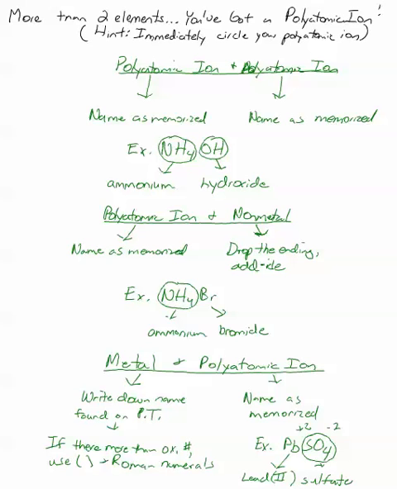So that is what we do when we've got more than two elements. First off, identify that polyatomic ion and circle it. Then figure out, do I have two polyatomic ions? Do I have a polyatomic ion and a nonmetal? Or do I have probably the most common situation, a metal and a polyatomic ion?